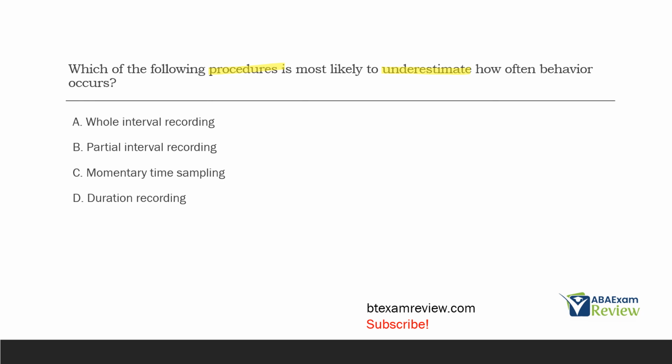Momentary can be either, because it really just depends on whether the behavior is happening in the moment, at the end of that interval. And then duration recording shouldn't do either, because duration recording is continuous. We should be capturing every instance of the behavior. So what is most likely to underestimate? Well, it's going to be A, whole interval recording.